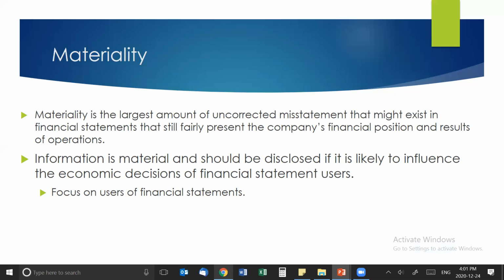So it really depends on who the users are, for you to figure out what number in the financial statements these users are most concerned about, and then we'll take that number and figure out a percentage of that number we're going to use as materiality.